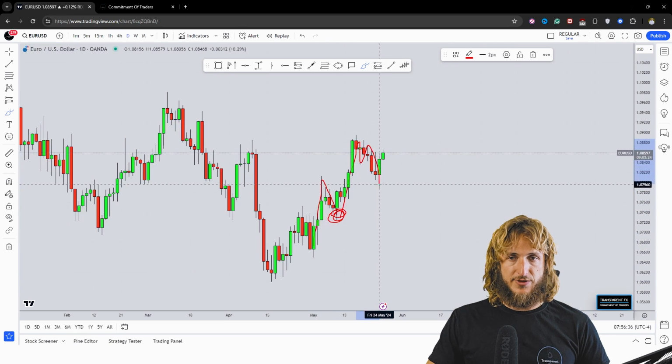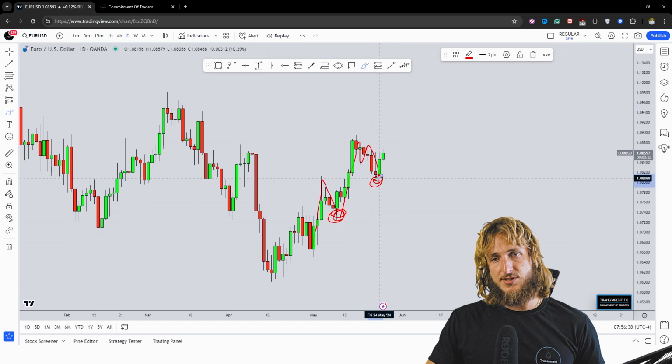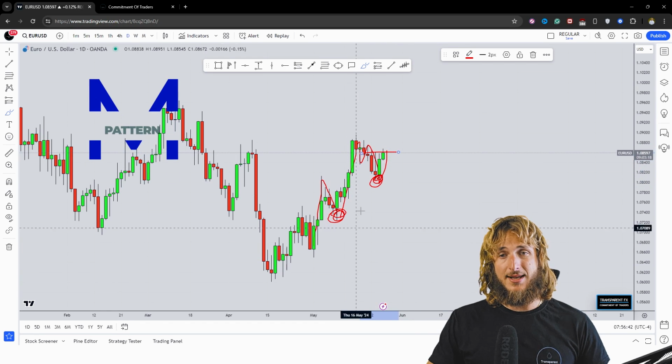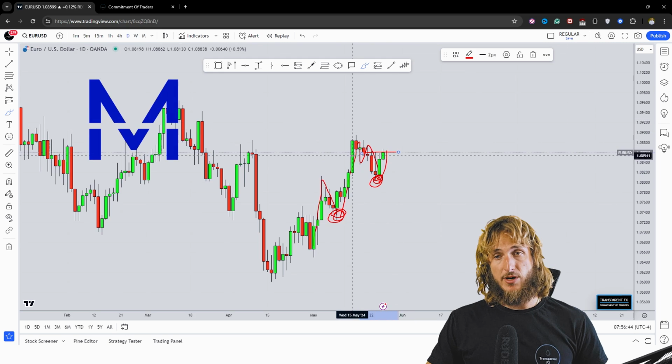Then we had the creation of this M pattern, explained again all the reasons for which there was the possibility of a rejection to the upside, completing the M pattern, the neckline, which again is exactly what the market just did.